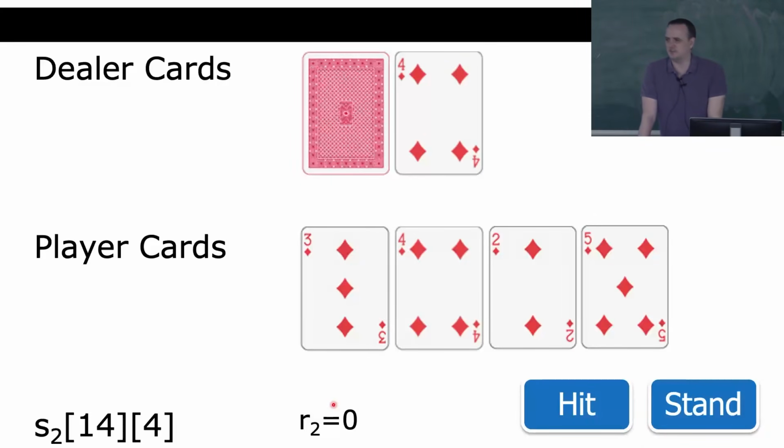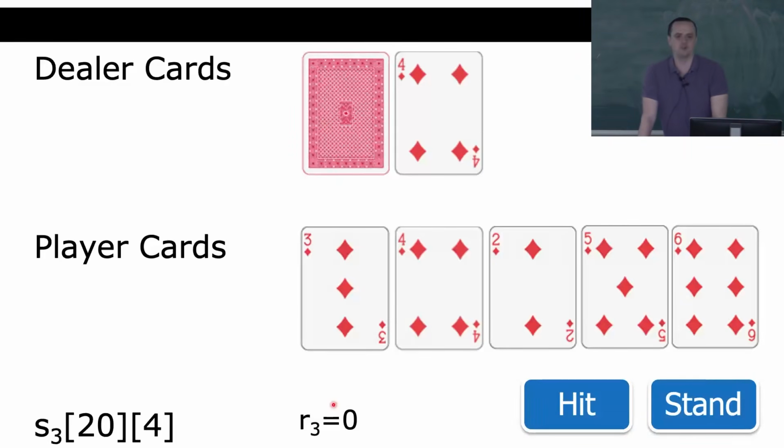I'm feeling a little bit spicy, so I'm going to keep hitting. And look, I got a 6. Oh, sorry, I had 14. So now the sum is 20, and so state 3 is 20 and 4. My reward is still 0 because the hand hasn't ended yet, right? And so, okay, I have 20. If I get anything above 21, I'm going to bust, so I should absolutely not get another card here, right? The only card I could get and not go over would be an ace, because an ace lets it be 11 or 1, depending on that. So I'm going to choose to stand.